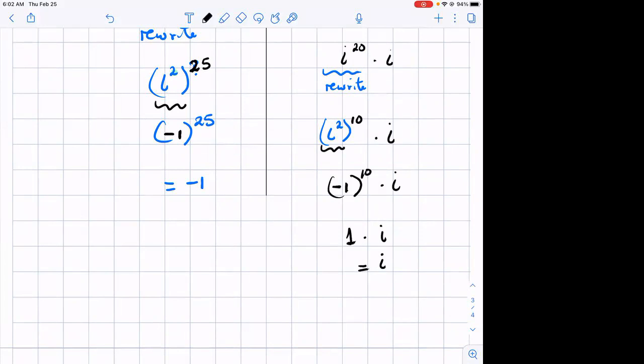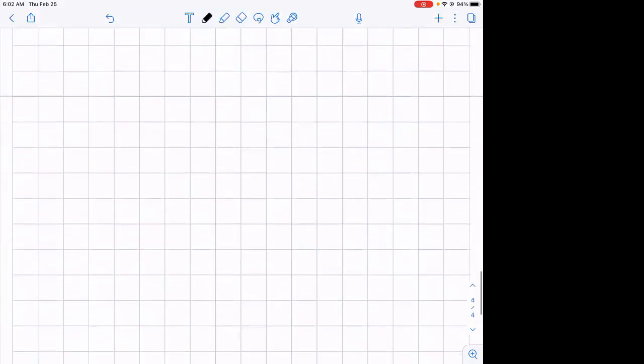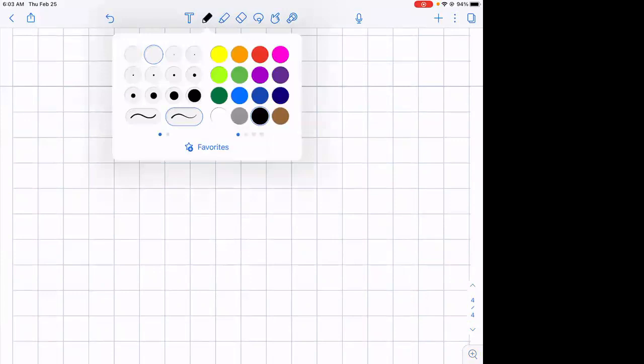So this will take some practice. This will definitely take some practice. So let's do some more examples. Simplify.